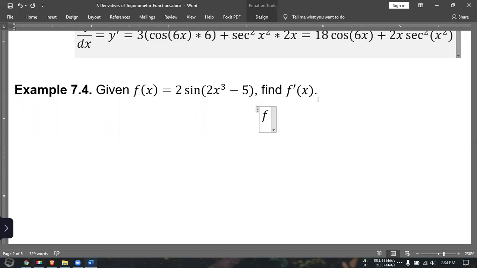Now, find f prime of x. First, let's set aside our constant multiple 2. We have the bracket here, where we place the derivative of sine. Derivative of sine is again cosine. Then copy the angle, 2x cubed minus 5, and multiply this by the derivative of that angle. What's the derivative of 2x cubed minus 5? Anyone? Yes, 6x squared.